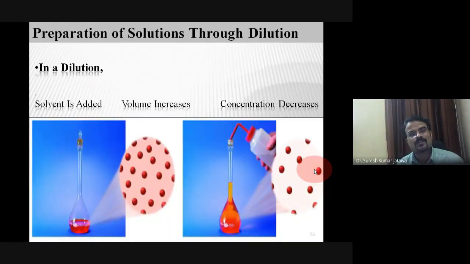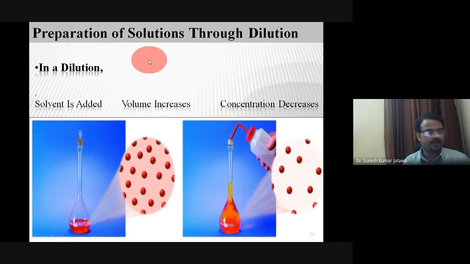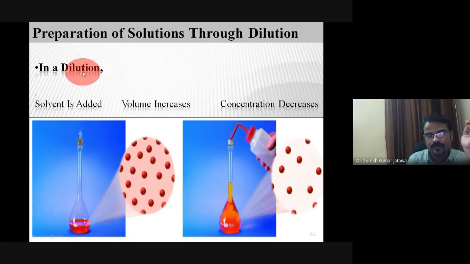Preparation of solutions through dilution. It is an important topic. How will you prepare the dilutions from stock? Once you have prepared stock in higher concentration and you want to use it in your experiments, you have to prepare a working solution, meaning some dilution. When you are diluting any solution, you add some solvent. When adding solvent, the volume of the solution will increase and the concentration of the solute will decrease.